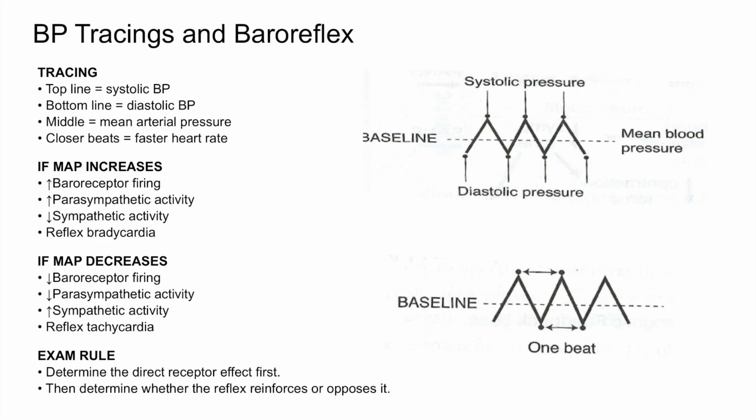The baroreceptors respond primarily to changes in arterial stretch. When pressure rises, increased firing from the carotid sinus and aortic arch reaches the brainstem, which then increases parasympathetic activity and suppresses sympathetic activity. The result is reflex bradycardia. When mean pressure falls, reflex tachycardia and increased vascular tone occur. So for drug questions, first determine the direct receptor effect on heart and vessels, and then decide whether the baroreflex reinforces that direct effect or pushes it in the opposite direction.